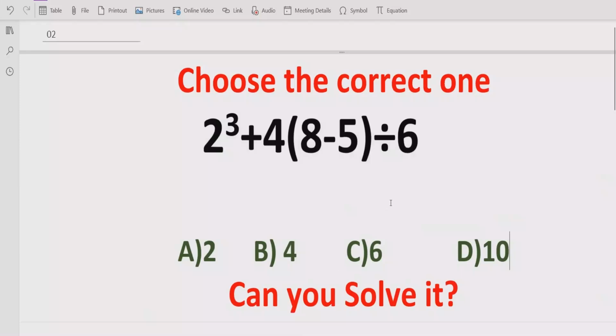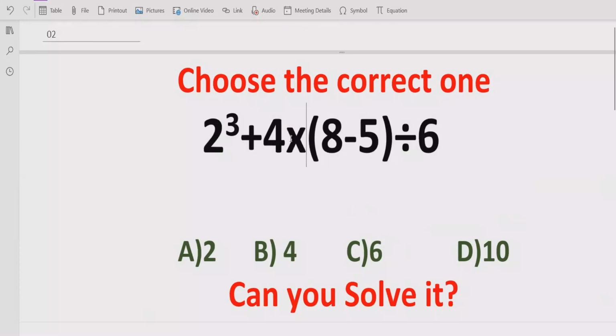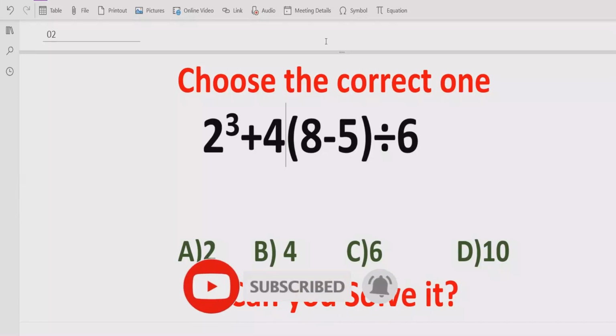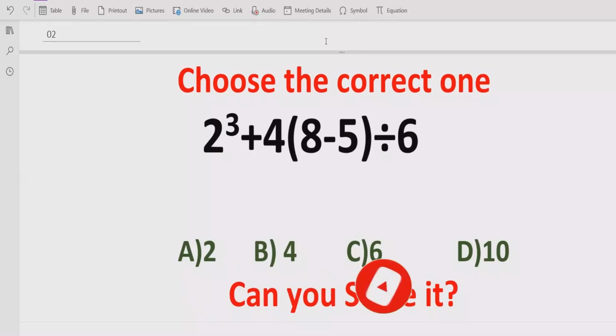Today we will solve another quiz which is related to arithmetic expression. The quiz contains basic operations: plus, minus, multiplication and division. Someone says here we do not have any multiplication sign, but we have 4 multiplying with (8 minus 5) in brackets. So this multiplication is called implied multiplication. It means that we do not write a multiplication sign, but because of the bracket, we have the implied multiplication. So we have to solve this quiz using the PEMDAS and BODMAS method and find out the correct answer.